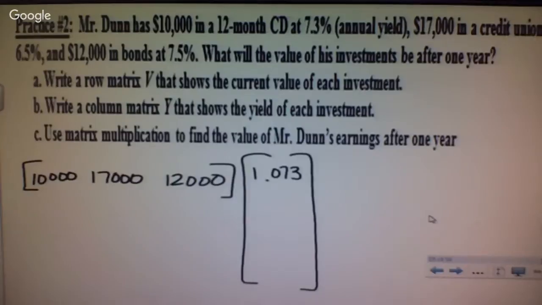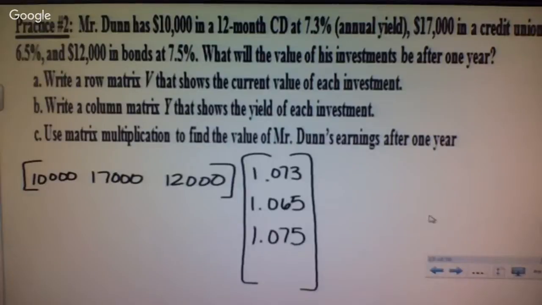You're trying to gain money, so it's got to be over 100. Okay? If I would have just multiplied by 0.073, I would have lost money. You would have taken money away. Okay? So just be careful. When you're gaining money, that 1's got to be out front. So what does 6.5% look like then? 1.065. And finally, 7.5.